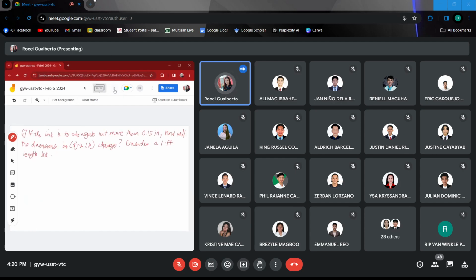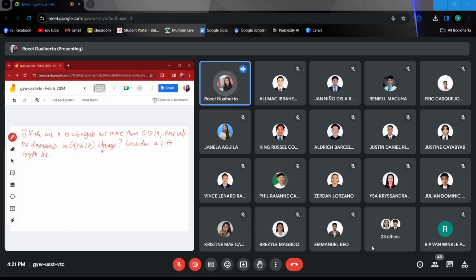Okay, so idugtog lang po natin ito to problem 2. Ito pong letter C, idinagdag ko po ito for the deformation failure. Paano po kung may deformation po na binigay? If the length is to elongate not more than 0.15 inch, how will the dimensions in A and B change? Consider a 1 foot length link.